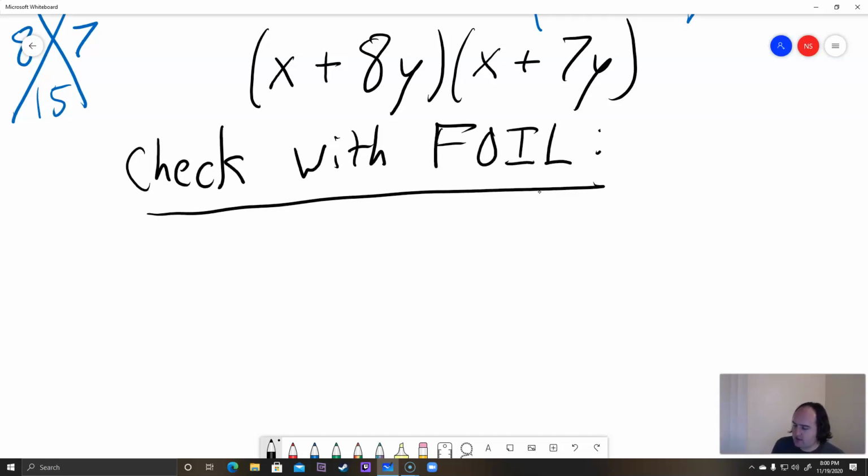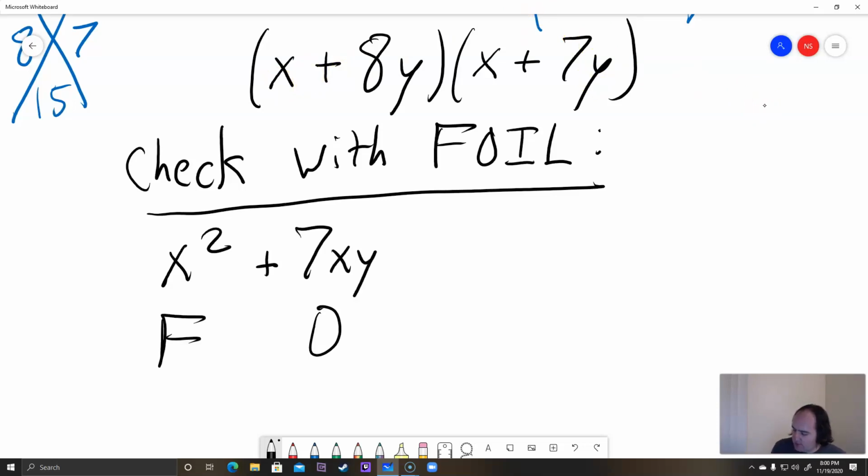So if you take this polynomial that we have here, where we have it factored, and you multiply it out with FOIL, you're going to get x times x, which is x squared. That's the first. The outer is going to be x times 7y, so that's going to be plus 7xy. The inner is going to be 8y times x, so that's plus 8xy. And then the last is going to be 8y times 7y.